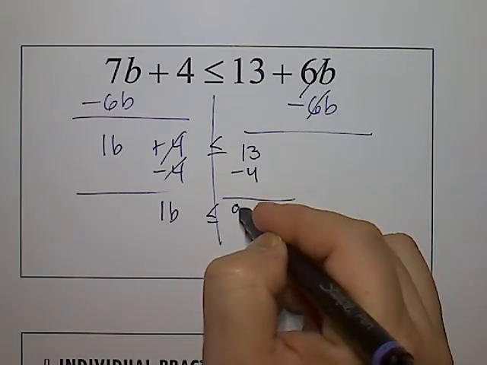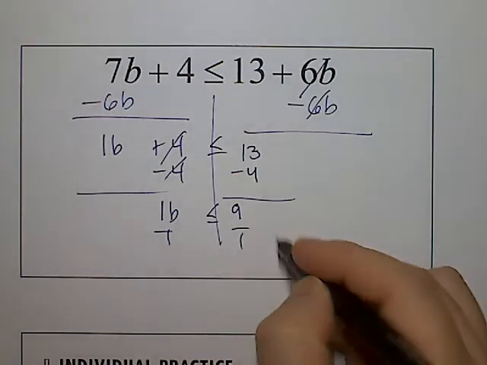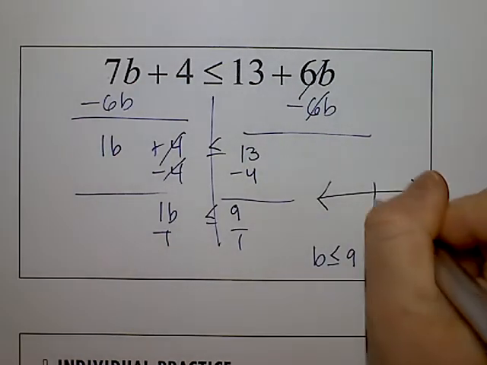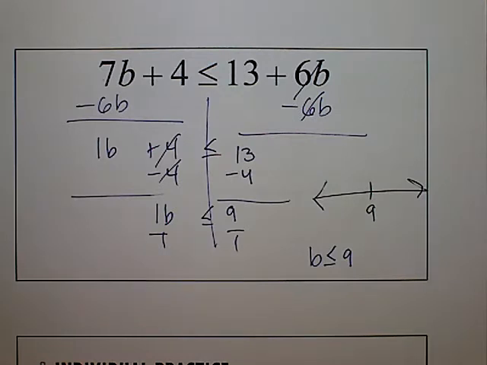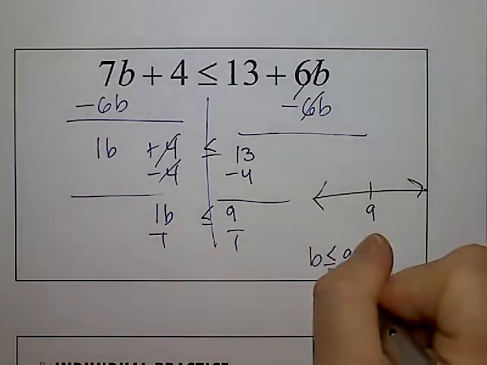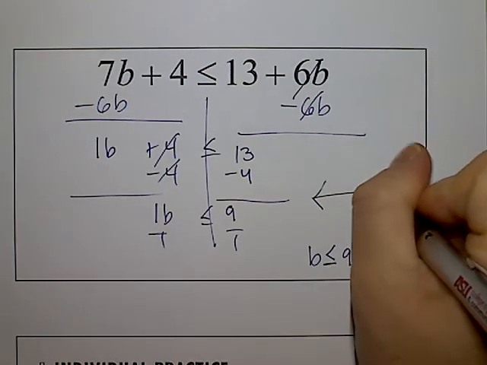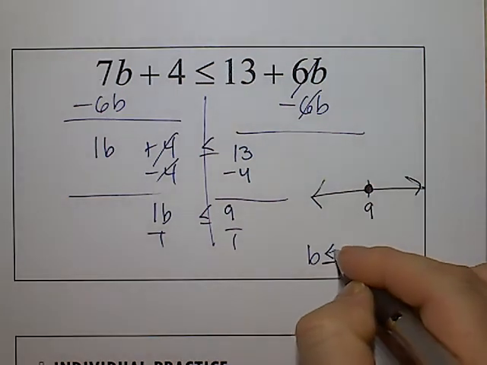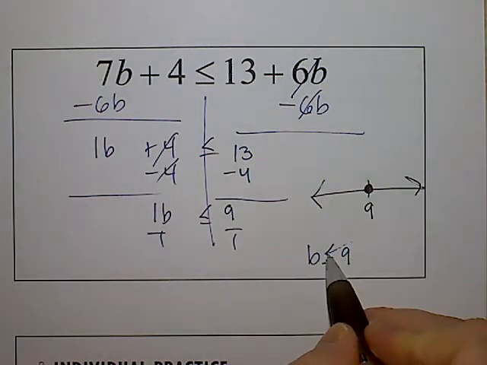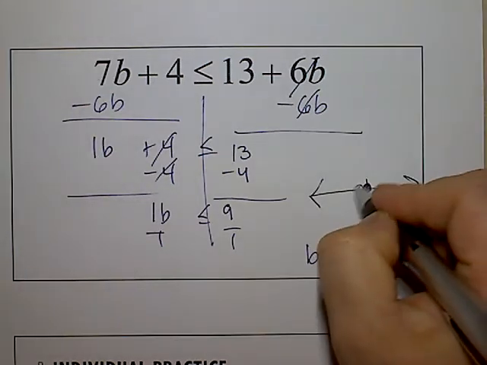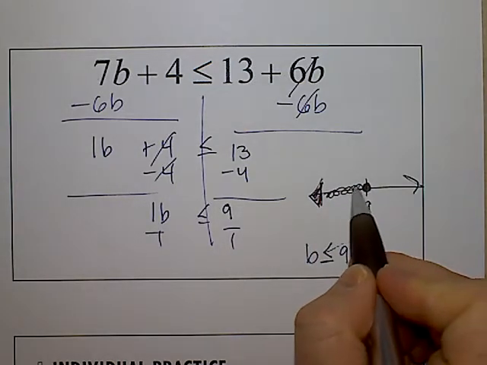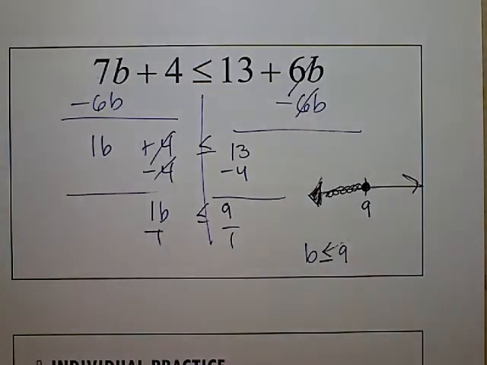Take 4 away from 13, I'm left with 9, and dividing by 1 does not change it. So b is less than or equal to 9. Put 9 in the middle of your number line. For this particular problem, because there's a line underneath, that identifies 9 as part of the solution set. And as long as the variable is on the left-hand side, this acts as an arrow. It says shade to the left. So shade everything to the left and shade in that arrow. That insinuates that the solution set continues to go to the left. It doesn't stop right here.